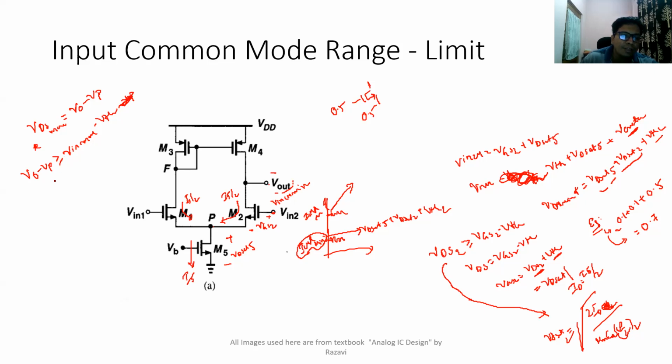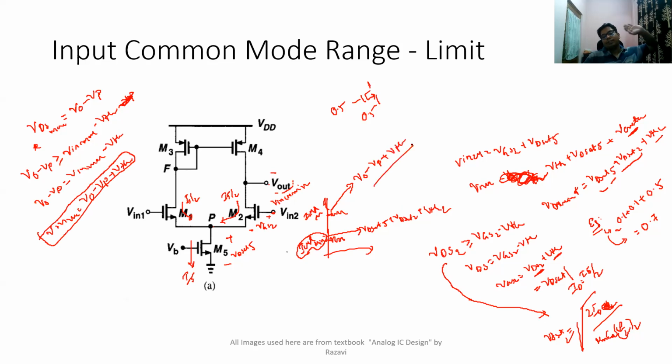So therefore, I will take the boundary condition, that is V0 minus VP is equal to V in max minus VTH. So it gives me V in max is V0 minus VP plus VTH. Okay, so this is the maximum voltage I can apply at inputs common mode. So it is equal to V0 minus VP plus VTH. This is the range of input.